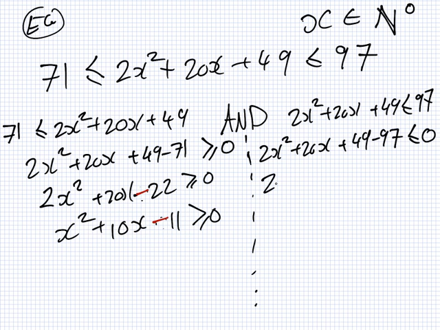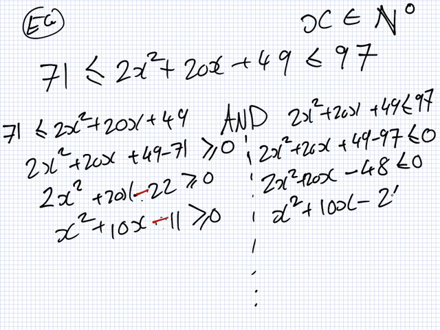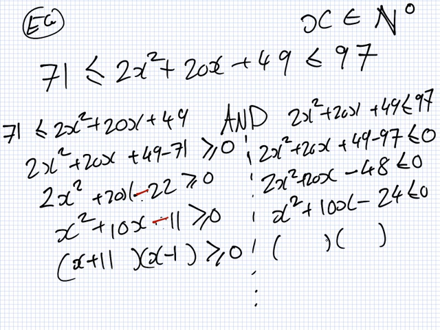Okay, and then here we have 2x squared plus 20x plus 49 minus 97, which is minus 48, less than or equal to 0. So we get x squared plus 10x minus 24 less than or equal to 0. Okay, this is x, it has to be 11 and 1. And then this one here has to be 12 and 2. x plus 12, x minus 2.